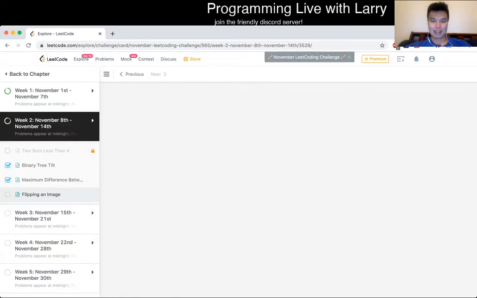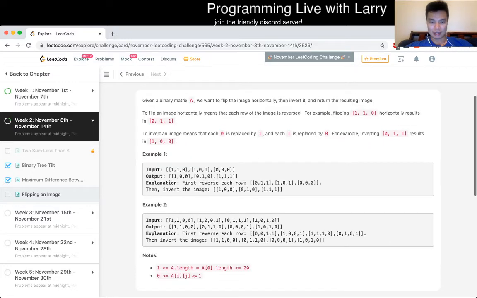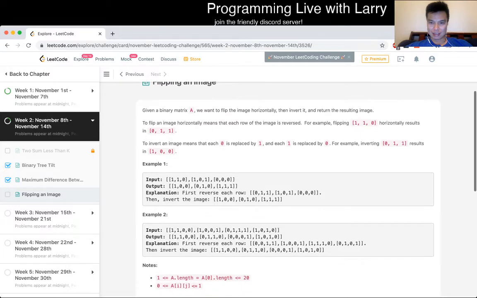And today's problem is flipping an image. Given a binary matrix, you want to flip it horizontally, invert it, and then return the image. Okay, which way is horizontally? Like left goes to the right, I guess.